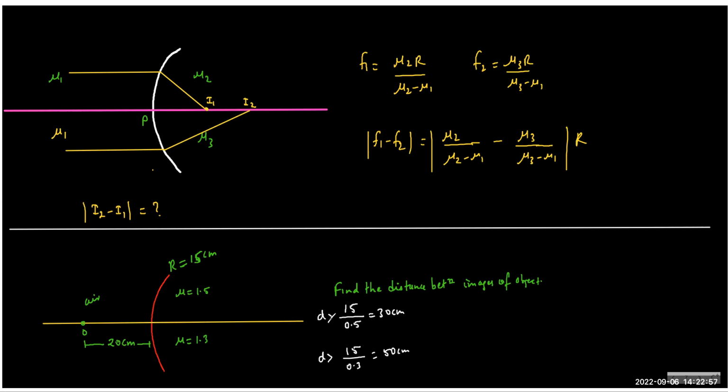The moment you substitute the value R upon mu minus 1, you can get to know whether I'm going to get the real or virtual image. That is like a quick test. Understood?